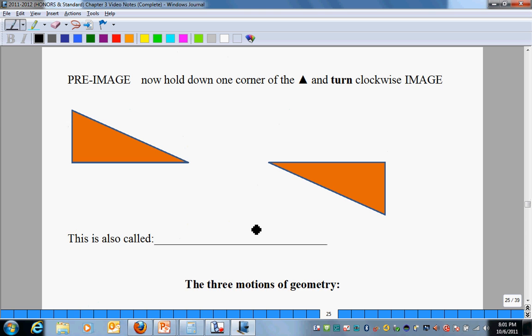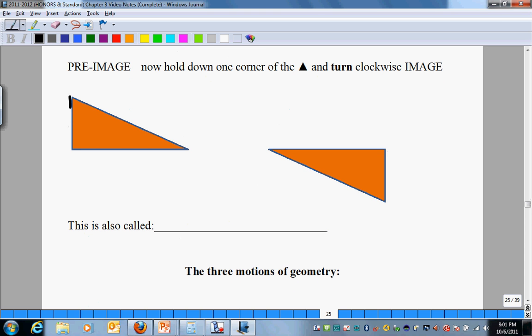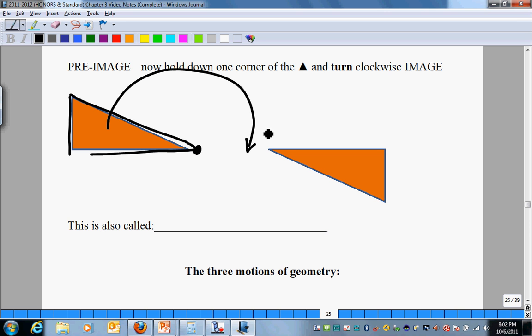The third motion, trace the original. Now imagine if you put your finger right there and you simply turned. You turn the triangle. Trace the second triangle. This turning motion is called rotation.